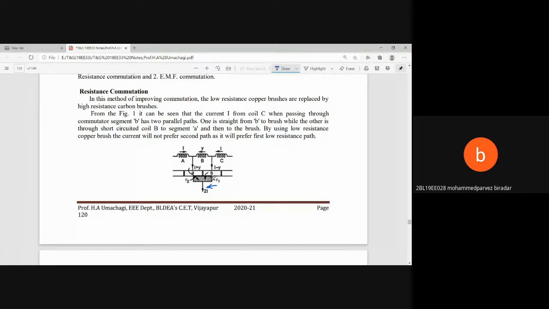If I move the brush in this direction, then coverage of the brush will be less with path B, and it will have more contact area with segment A. So we know the well-known equation. Resistance R is given by what? R is equal to rho L by A. Do you know this formula? Resistance R is equal to resistivity rho L by A.